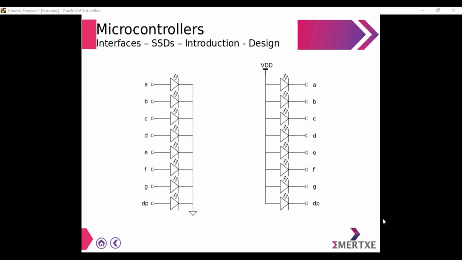Petrol bunks, wall clocks, meter boxes, lifts, railway stations, washing machines, traffic signals. So we can see SSDs in so many places. The biggest advantage of it is that it has a very good line of sight.